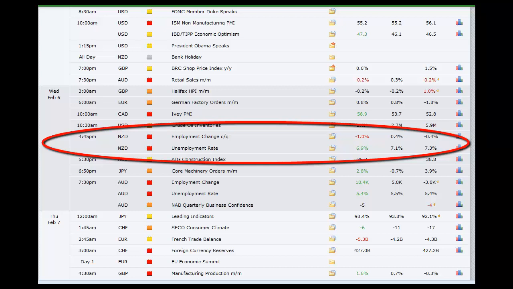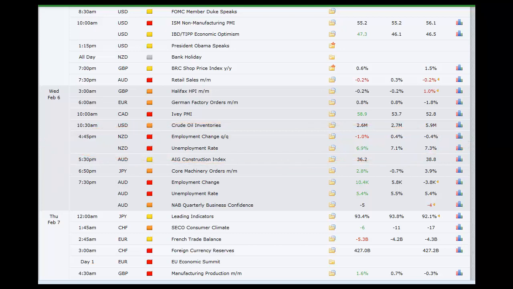Even though there's a conflict between the employment change and the unemployment rate, again, the trade plan focuses on the employment change number, which the trigger was more than hit on this particular release. Let's take a look at the charts and see how this trade started and how it ended up.